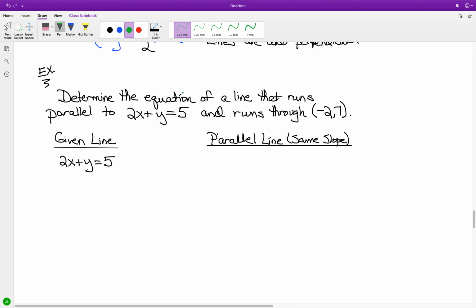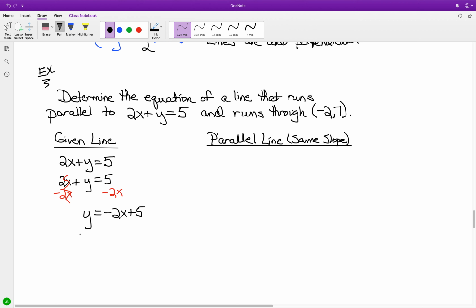First of all, we need to find out just what the slopes are going to be. For the given line we have 2x plus y is equal to 5, and to determine the slope value, I need to rewrite this equation in slope-intercept form. So for 2x plus y equal to 5, if I get the y term by itself, I can deduct 2x from both sides, and upon isolating y, we have that y is equal to -2x plus 5.